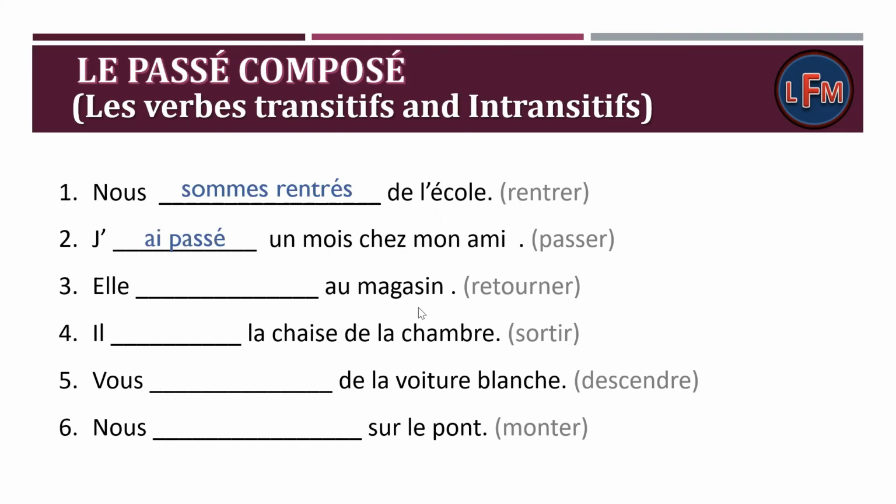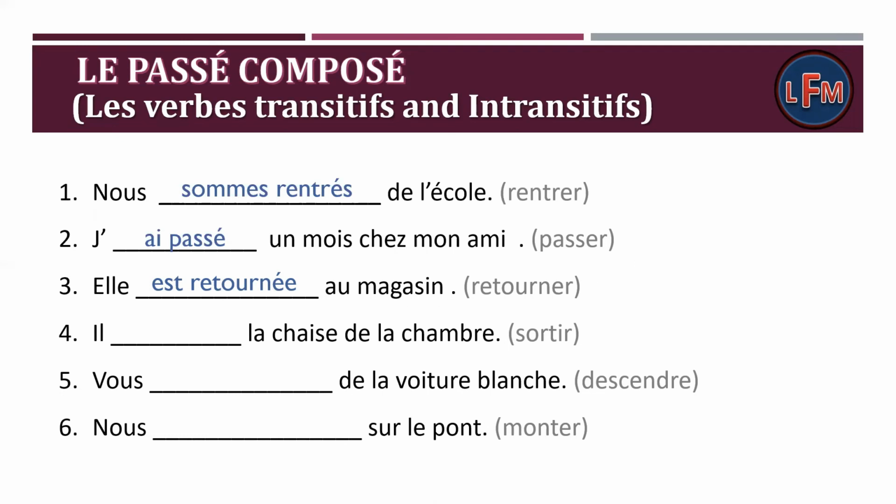Elle dash au magasin. Retourner. Here we have no object. It is she who is returning to the shop. So elle est retournée au magasin. We use the être verb as it is an intransitive verb. There is no object and the action is done on oneself. Elle est retournée au magasin.